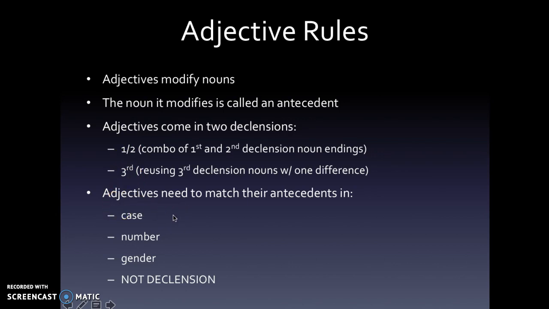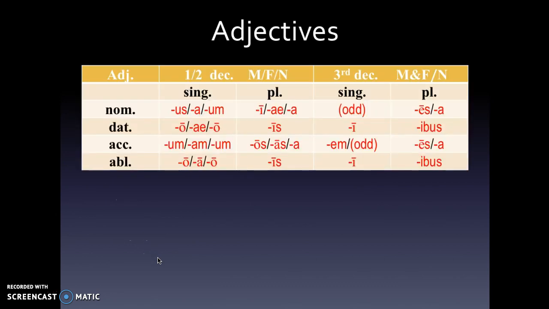Adjectives need to match their antecedents in three things: case, number, and gender. They do not need to come from the same declension. So you can have a first declension noun modified by a third declension adjective and a whole host of other combinations. So it can get a little tricky.